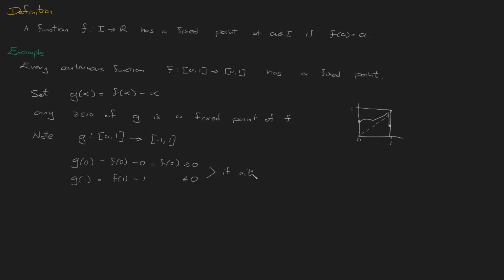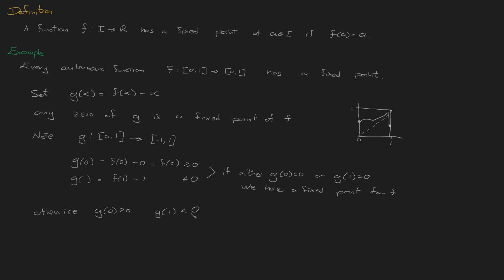So if either g of 0 is equal to 0 or g of 1 is equal to 0, we have a fixed point for our function f. Otherwise, if these are both non-zero, then g of 0 is positive and g of 1 is negative.